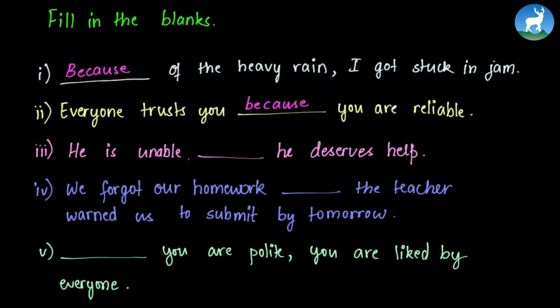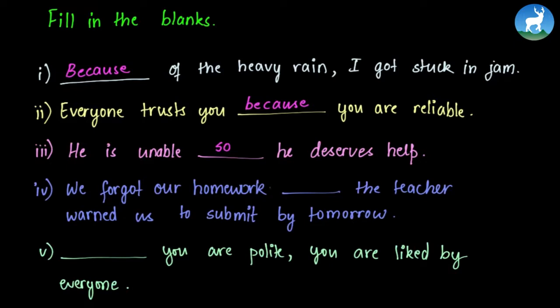Next we have, he is unable, he deserves help. So here we need to use the resulting connective. He is unable, resulting in deserving help. So here we can use the resulting connective. So we can write so. He is unable, so he deserves help. So this makes correct sense.